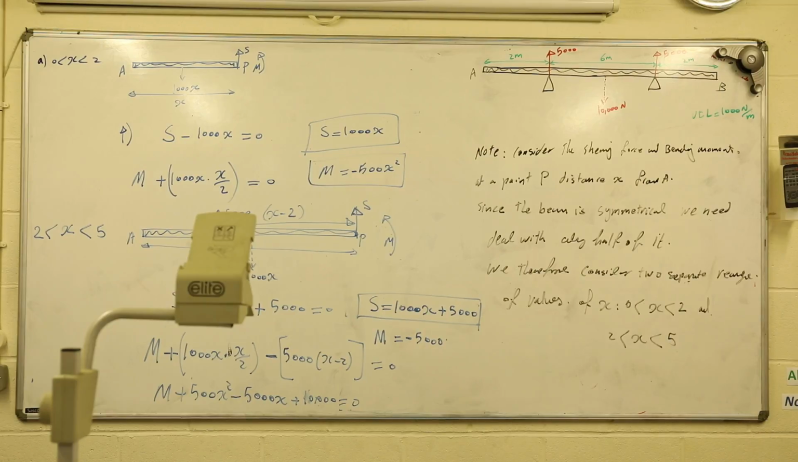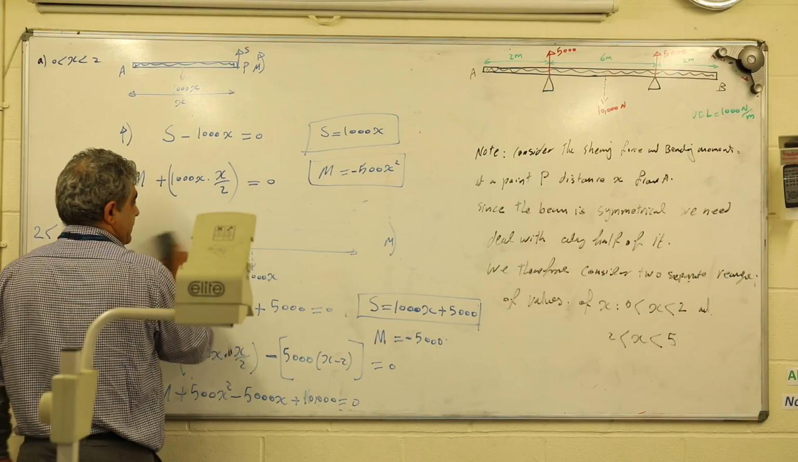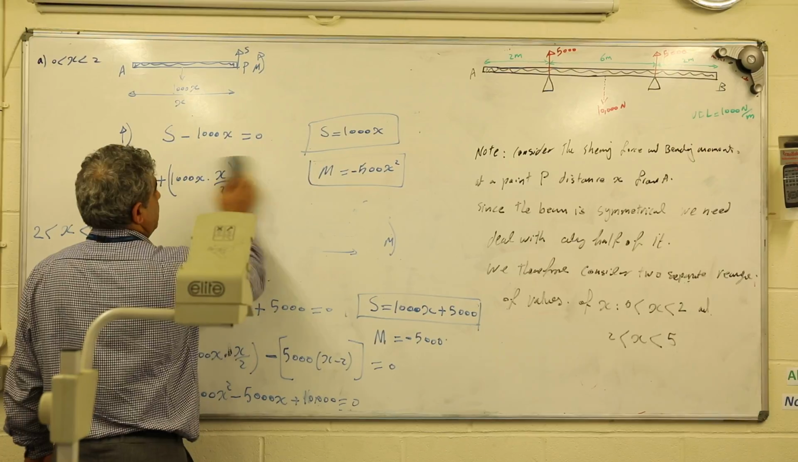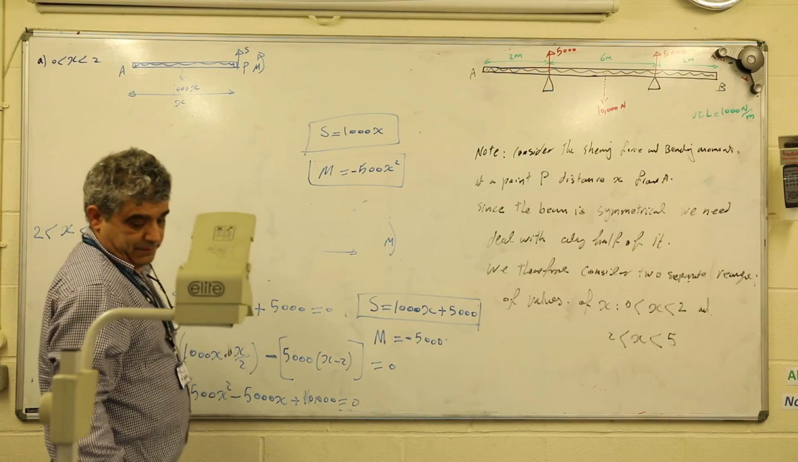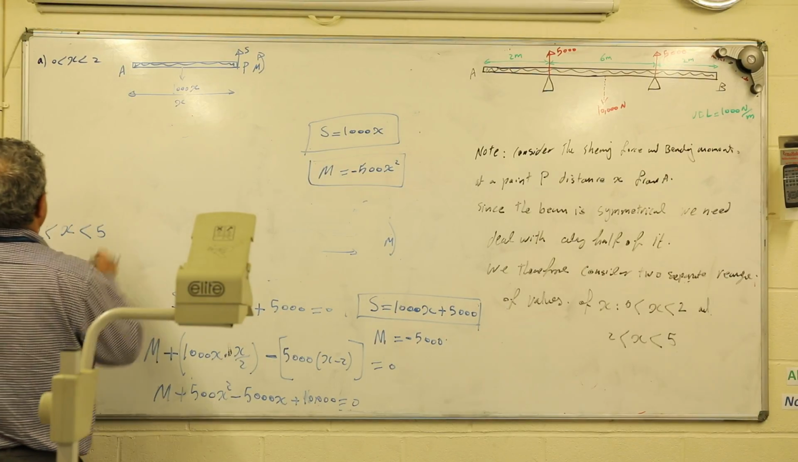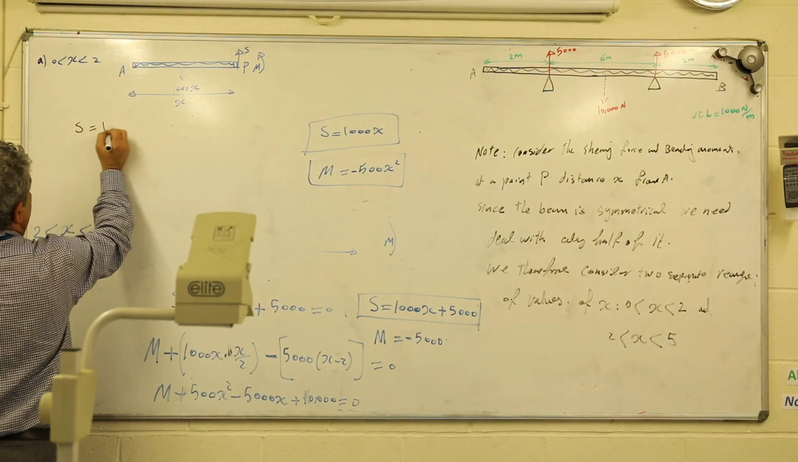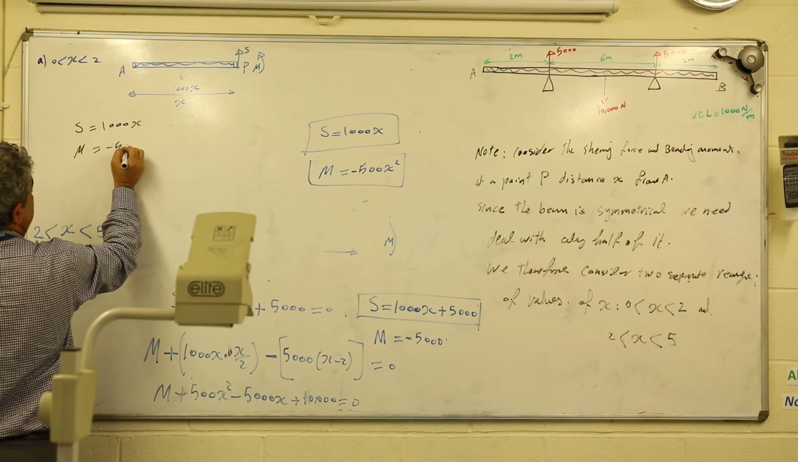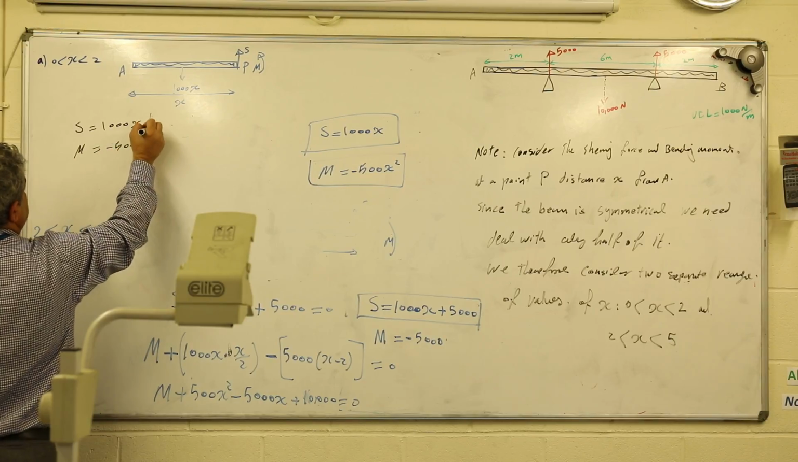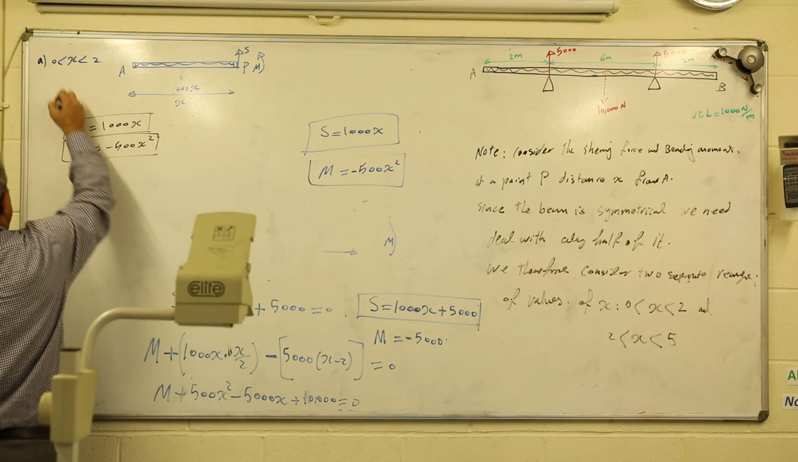Can I clear this one? So this equation is already done. I'm gonna put it in a really nice order for you, these two equations. For this bit, S is equal to 1000x and M is equal to minus 500x squared. These are the two equations of shear force and bending moment for this range.